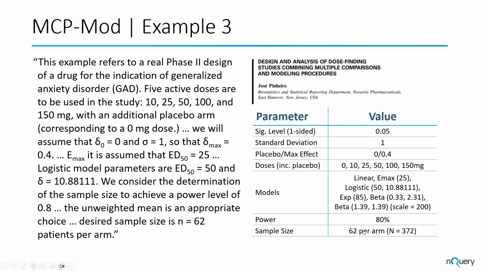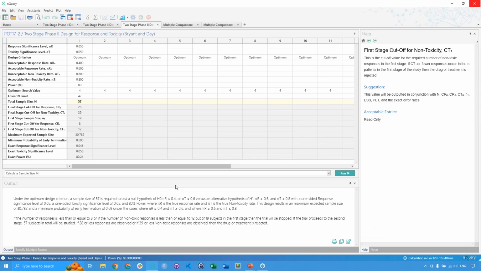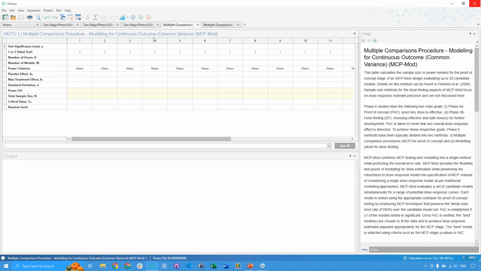So yeah, 62 per arm for 6 active arms gives 372 as the total N. So we have the scene set here now, so we can once again jump across to Inquiry, and we'll move over to the tab here for the multiple comparisons procedure modeling for continuous outcome.